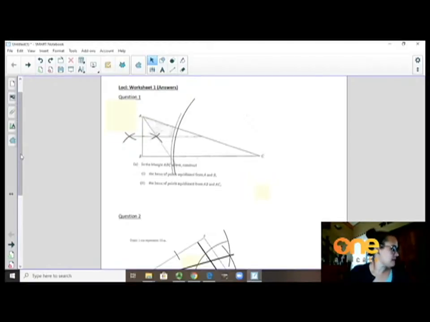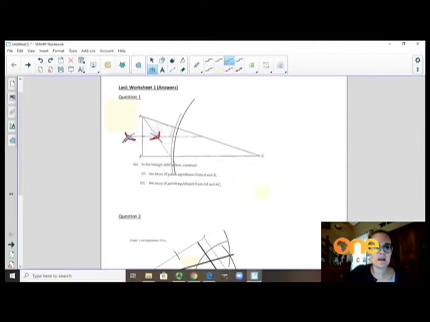Question 1 said, in the triangle ABC above, construct the locus of points equidistant from A and B. So what you will do is you will take your compass from A, a little bit larger than half between A and B, and you will draw your lines. I'm just tracing my lines so you know those are my lines. Then with that same size, you will do it from B as well, and you will get the other two. And here through, you will find your line equidistant from A and B.